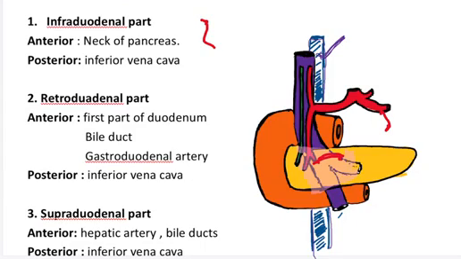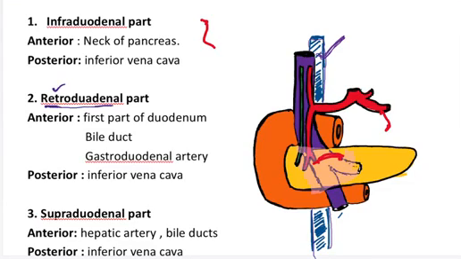So every part has a different anterior structure, and if you remember the diagram, then you won't have to mug up the things. You can easily remember that the infraduodenal part, the part of the portal vein lying below the duodenum, has what? Pancreas in front of it. So the anterior part is the neck of the pancreas. Then in the retroduodenal part, because the name suggests it is lying behind the duodenum, retro means something that is behind.